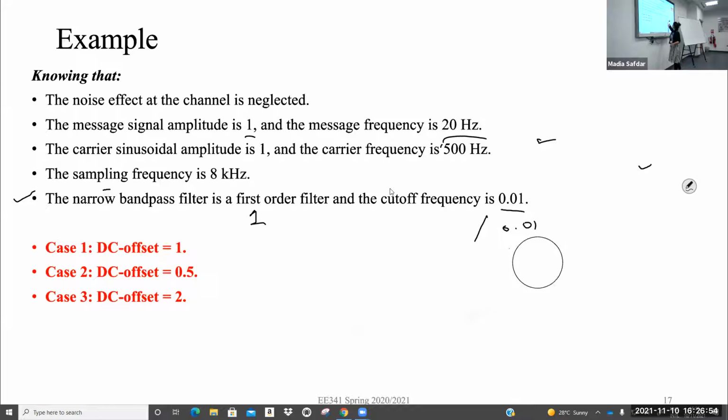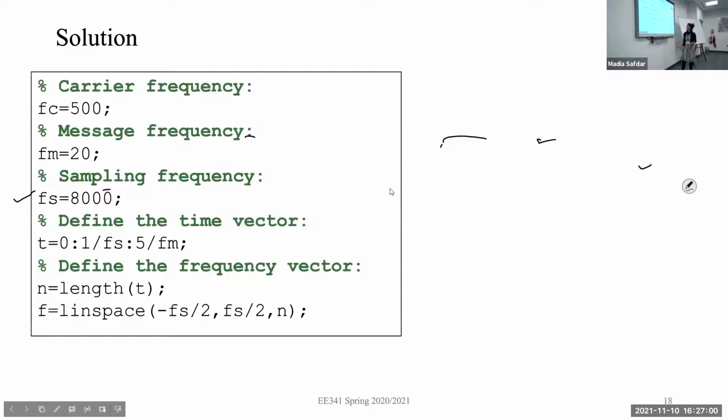Then add a DC offset of 1, 0.5 and 2. So this is the procedure. You can copy the previous lab and then start. And this file is available on Moodle.